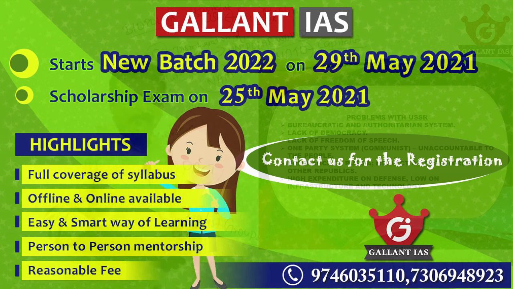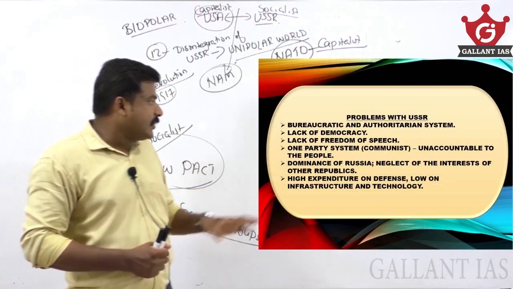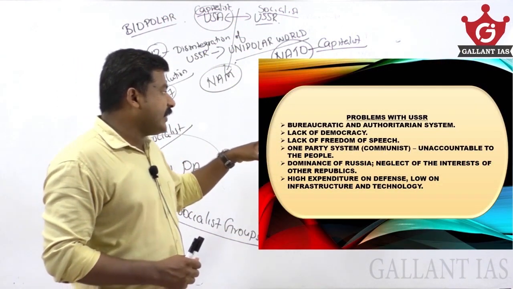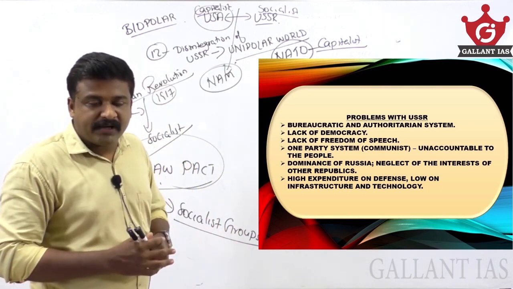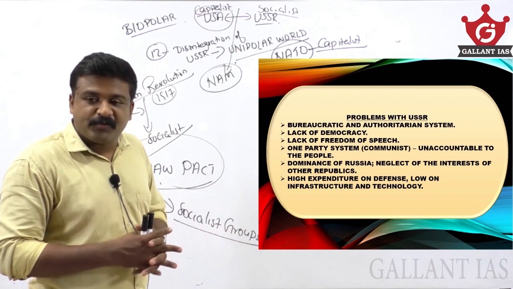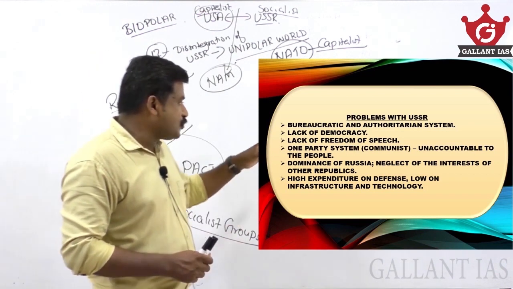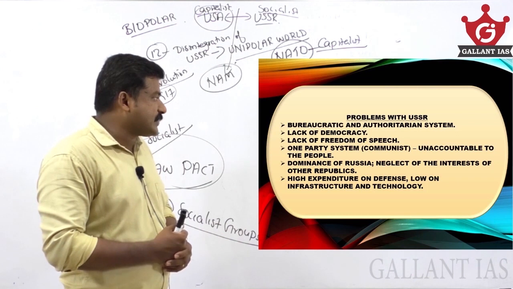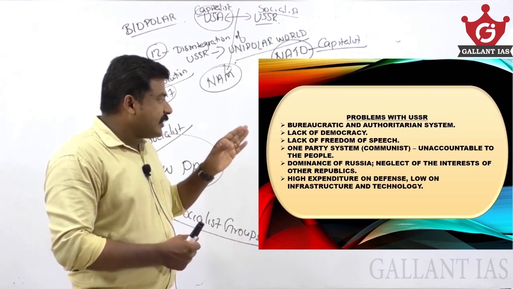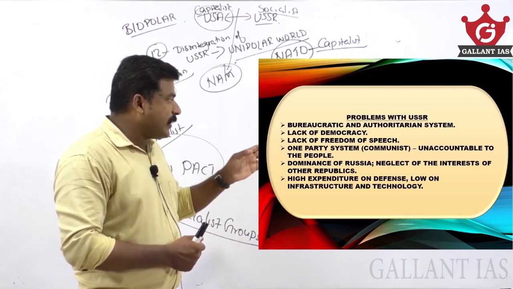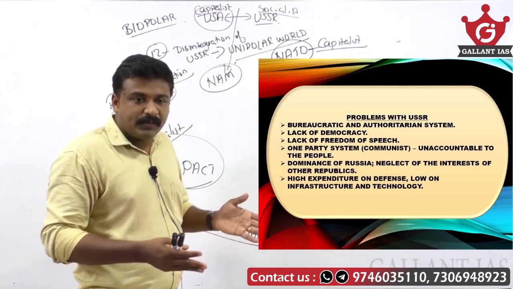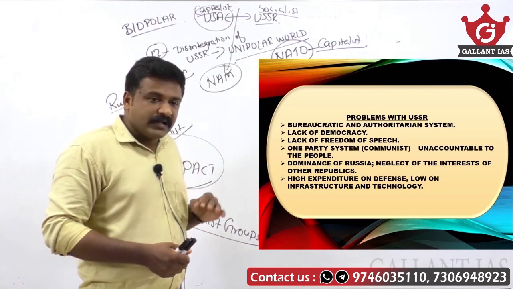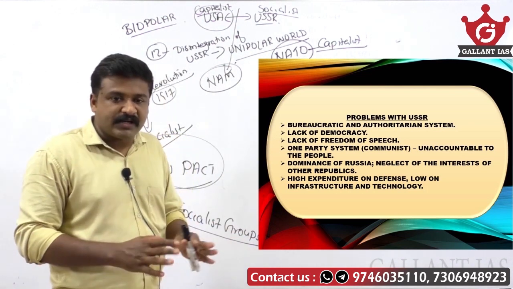Then what kind of problems did the USSR face, or what are the major reasons for the disintegration of the USSR? Let me tell you: the bureaucratic and authoritarian system. The factors which contributed to the disintegration of the USSR: one is the bureaucratic and authoritarian system, lack of democracy, lack of freedom of speech, a one party system which is the communist party system. Yes, and they are unaccountable to the people. Communism reached such a stage that the state is controlling everything.